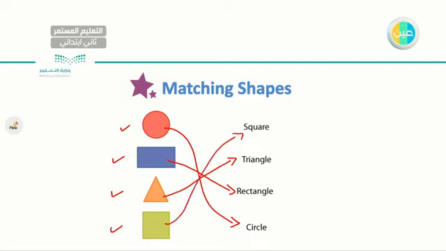So I have square. Repeat it after me, please. Square. One more time. Square. One last time. Square. Very good. So let's move and read the words one word at a time.